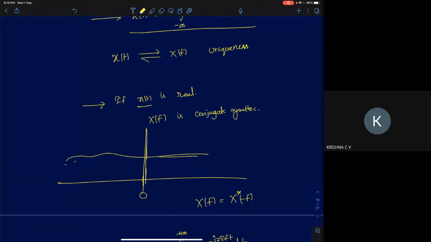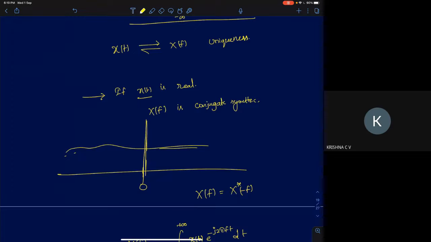What do we mean by conjugate symmetry? Let's say we take the Fourier transform at two different points: one at f and one at the exact negative of the same frequency. They both will be complex conjugates of each other. So that's the property of conjugate symmetry. You take X of f at any frequency, and you find its value at the negative frequency. They both will be complex conjugates of each other. This is a property that the Fourier transform of a real signal will obey.